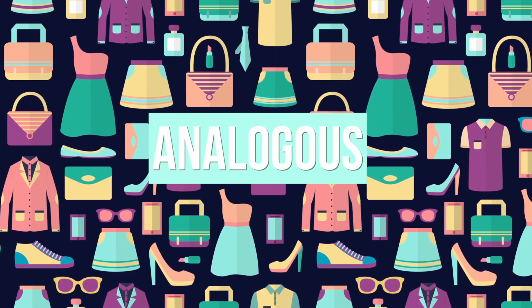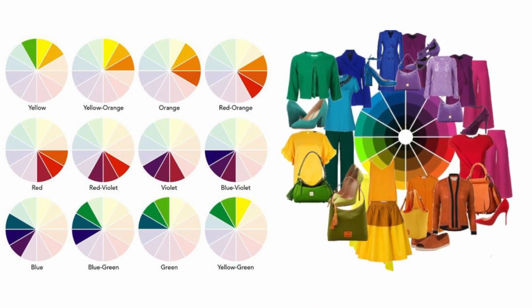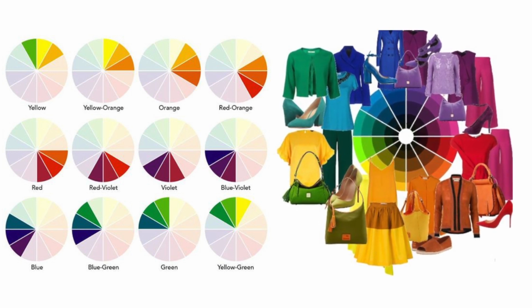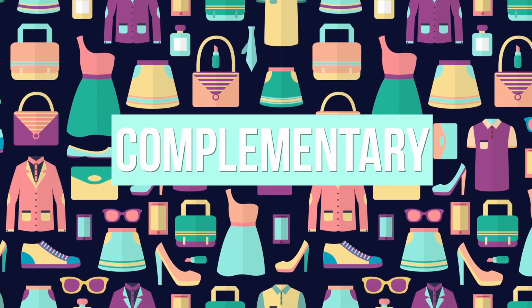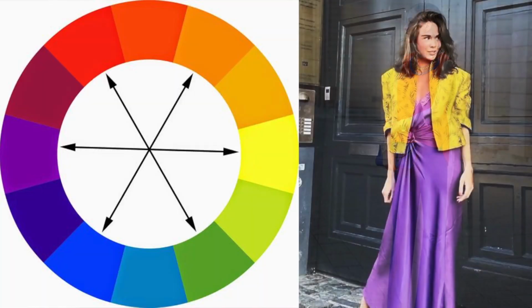Analogous colors are next to each other on the color wheel. They create a harmonious and pleasing effect. For instance, combining a mustard yellow top with burnt orange pants and a rust-colored jacket creates a warm and trendy outfit. To add visual interest, you can accessorize with a statement belt or a patterned scarf that includes shades of yellow and orange.